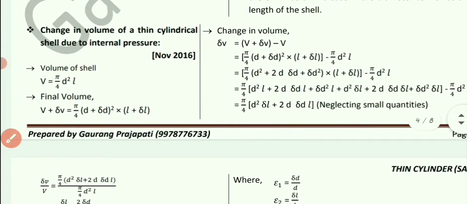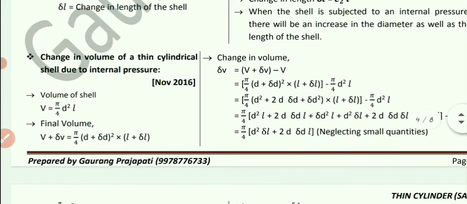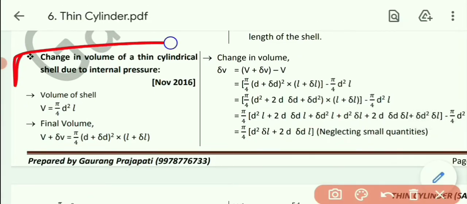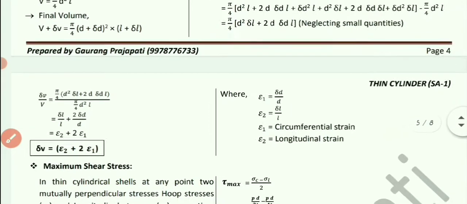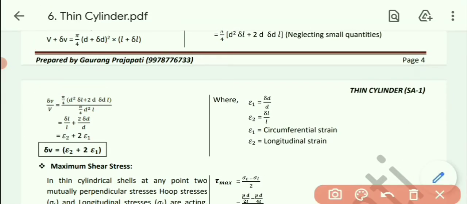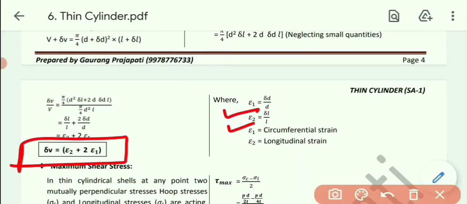Now the next one, change in the volume of the thin cylindrical shell. What kind of change will there be in volume because of pressure? The formula will be delta V equals epsilon 2 plus 2 times epsilon 1, whole multiplied by V. Here epsilon 1 and epsilon 2 are the formulas we have already seen above, delta D by D and delta L by L, known as circumferential strain and longitudinal strain.